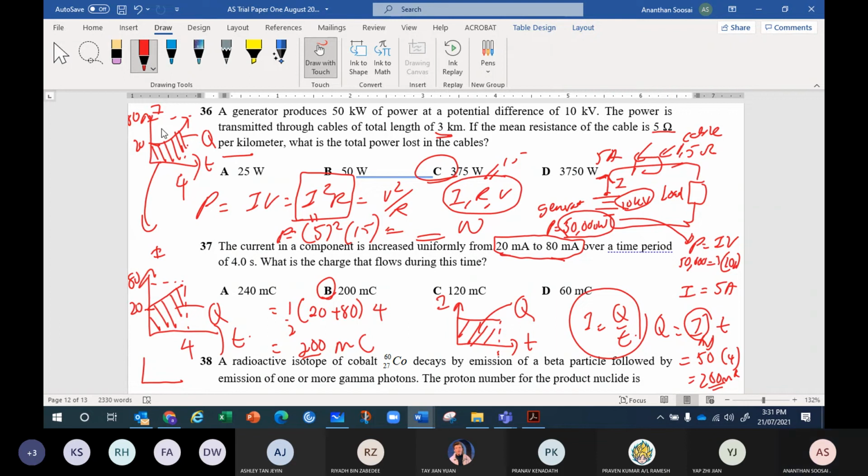Okay, Riyad. So I prefer the area for charge, and the average current only for linear change.